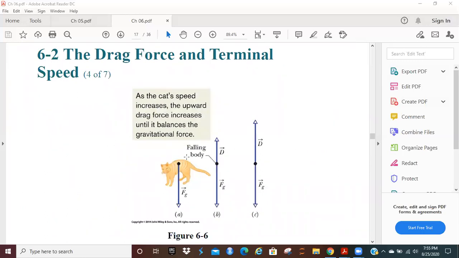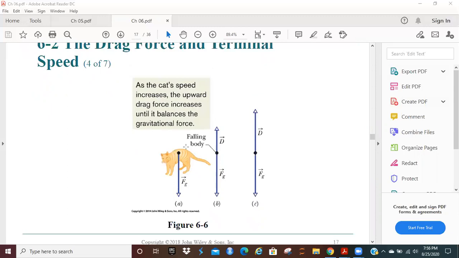So let's say you've got a cat, and as the cat is falling, as the cat's speed increases, the upward drag force increases until it balances the gravitational force. In other words, as the cat is falling, the air is going to be pushing up against it, and it's going to increase in force until the acceleration becomes constant.